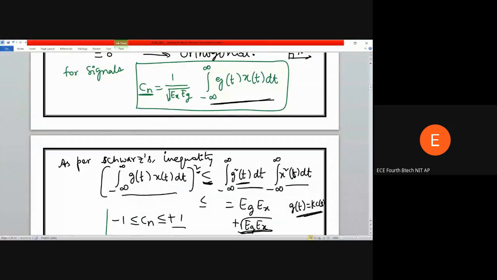The correlation coefficient between two signals, even for the signals also, will be in the range of -1 to +1. Okay, so when Cn is equal to 1, I'll tell you one thing.